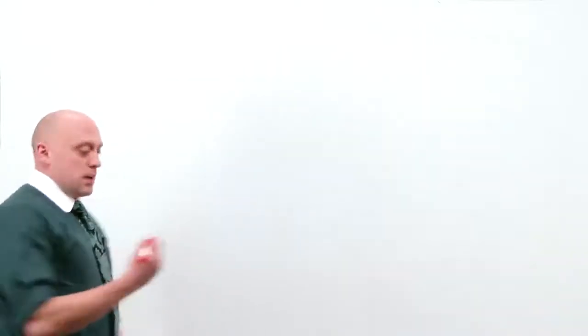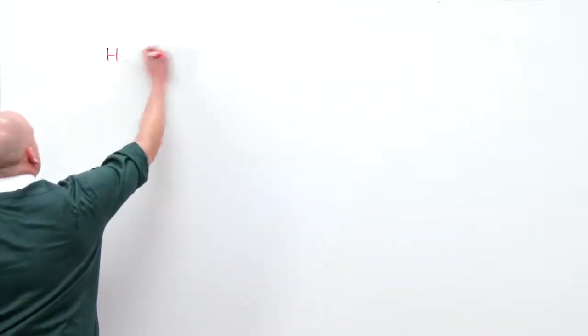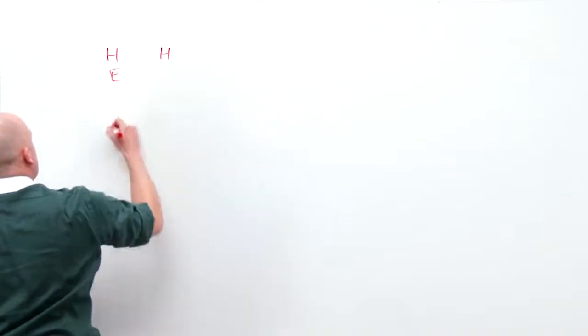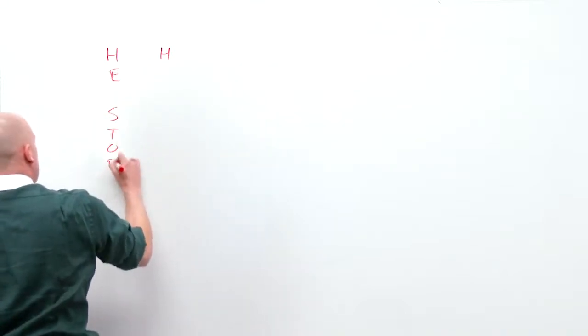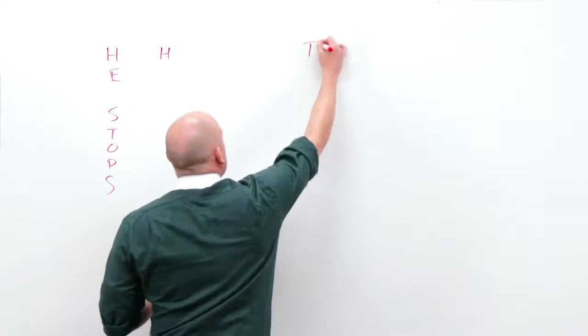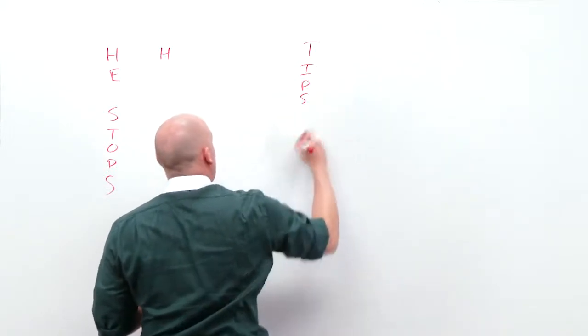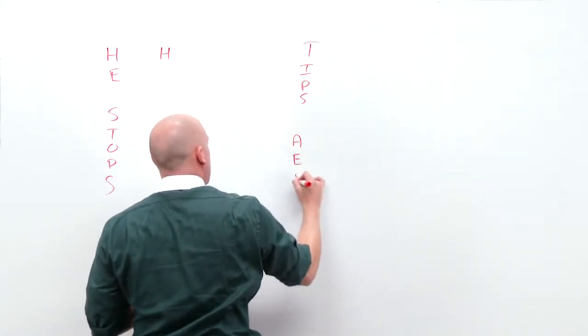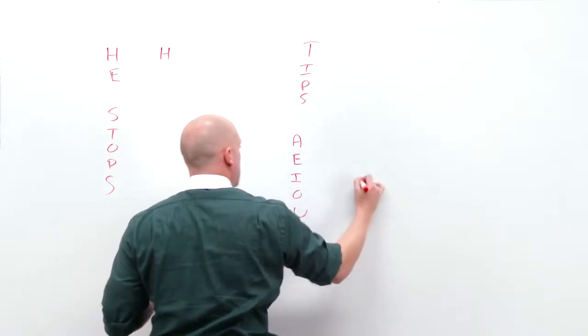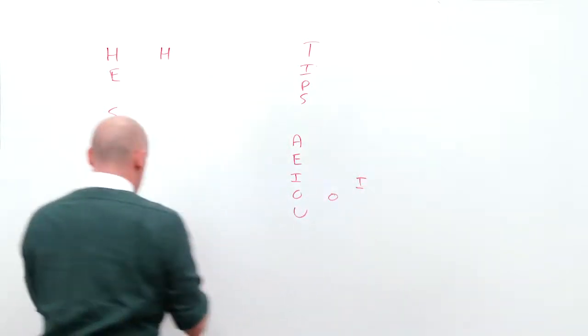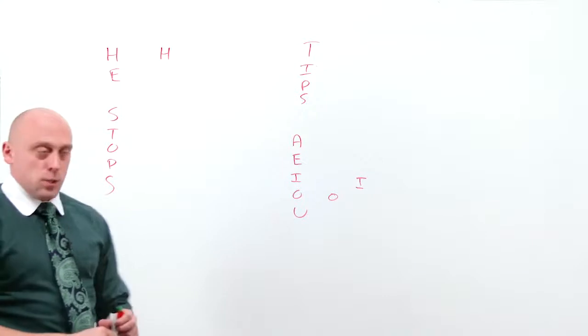So, this is an approach to keep an idea of the common causes of altered mental status, the stuff you can easily get through. The advanced organizer is "He stops for tips on vowels." He stops, tips, vowels. A, E, I, O, U. All right, let's go through the list first and then talk a little bit about them.